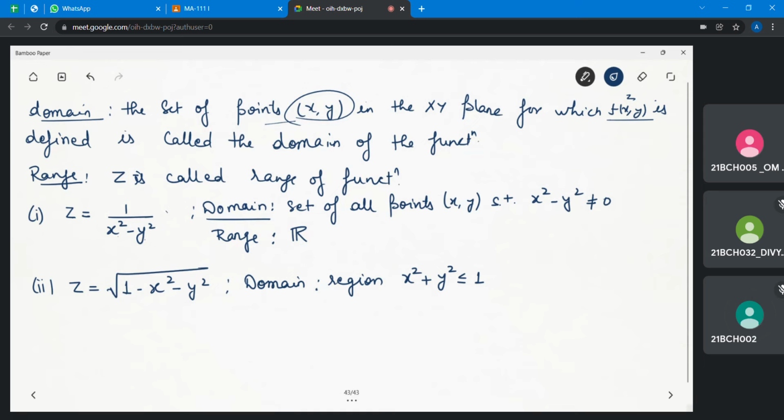Okay, what will be the range? Yes, the range, because this is a square root, is defined as the set of all real positive numbers.